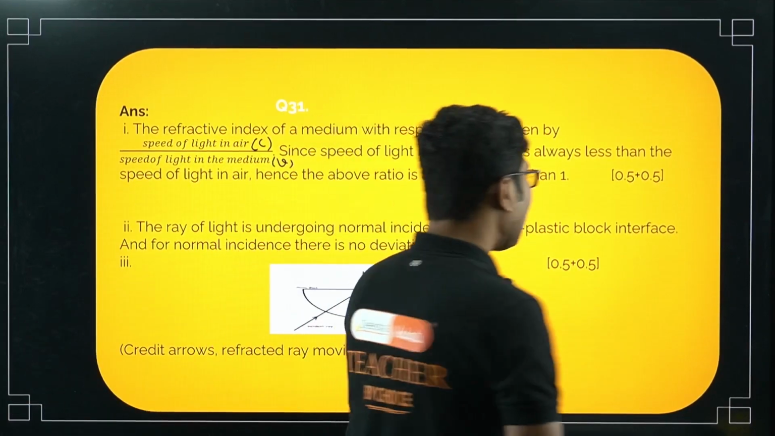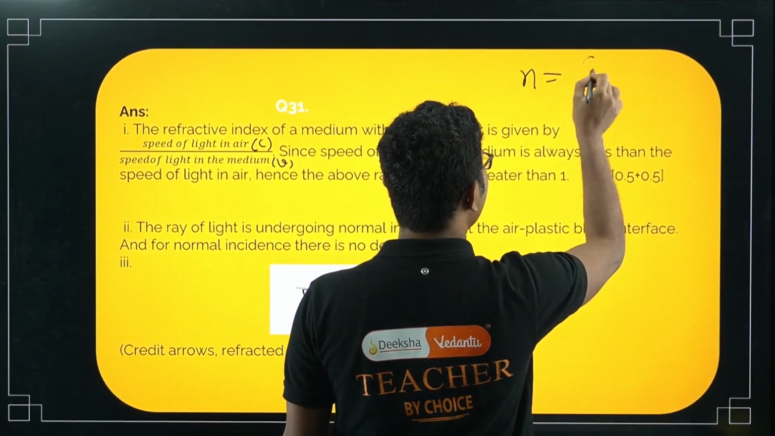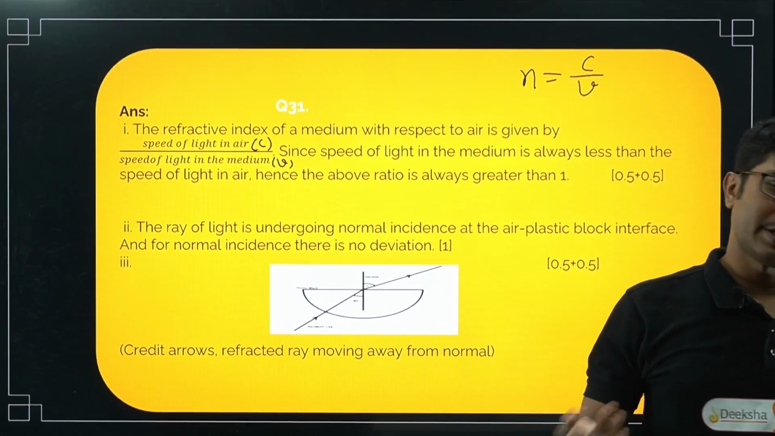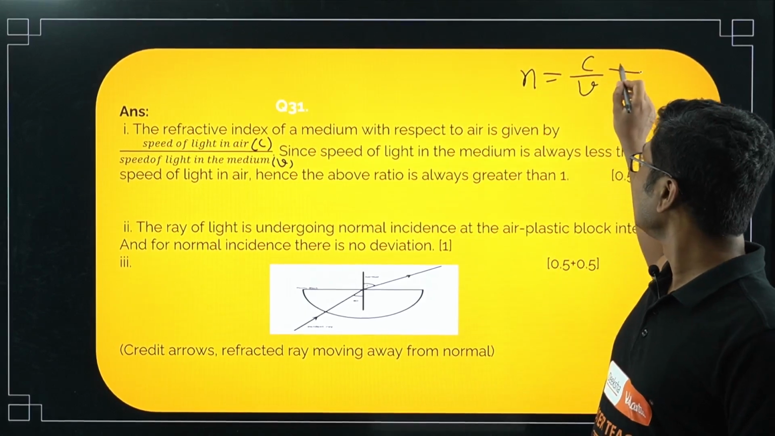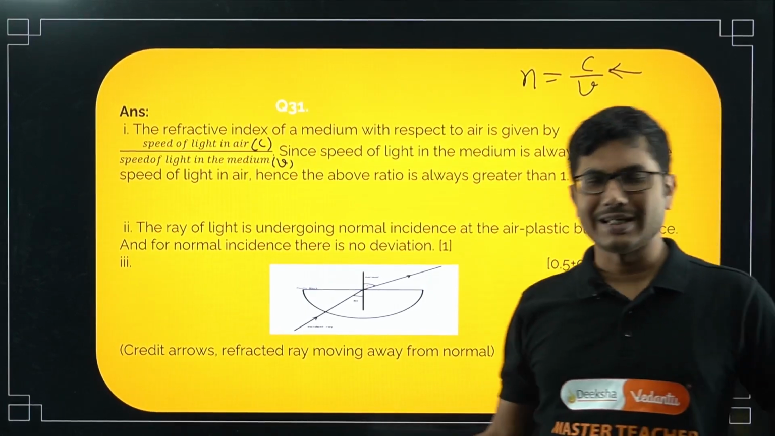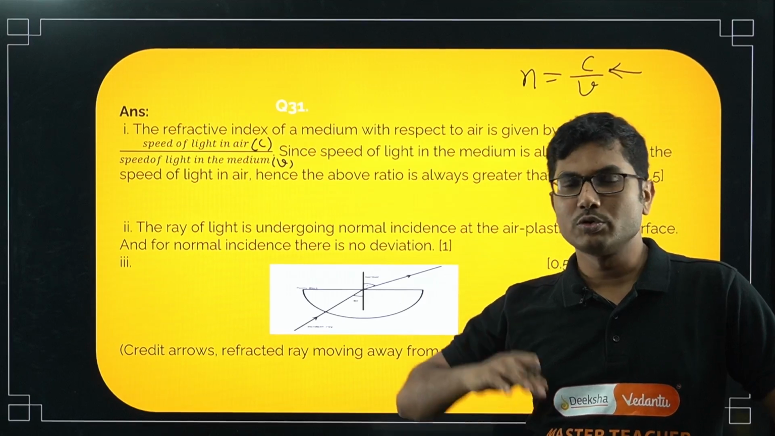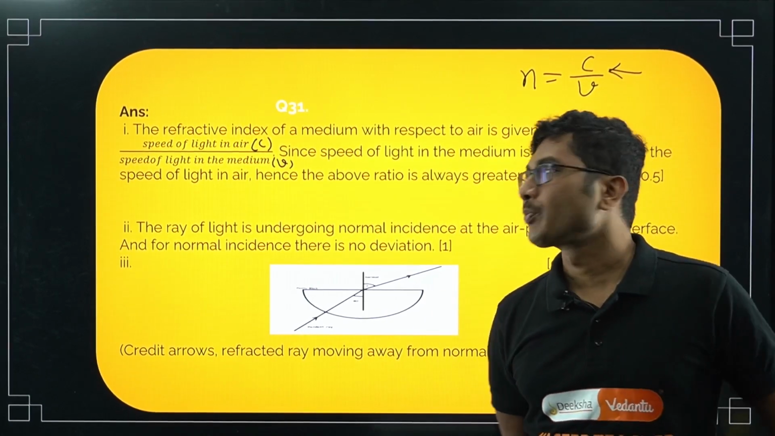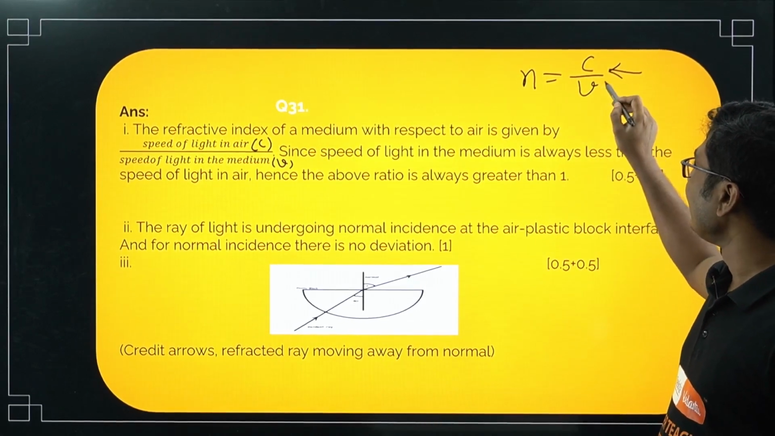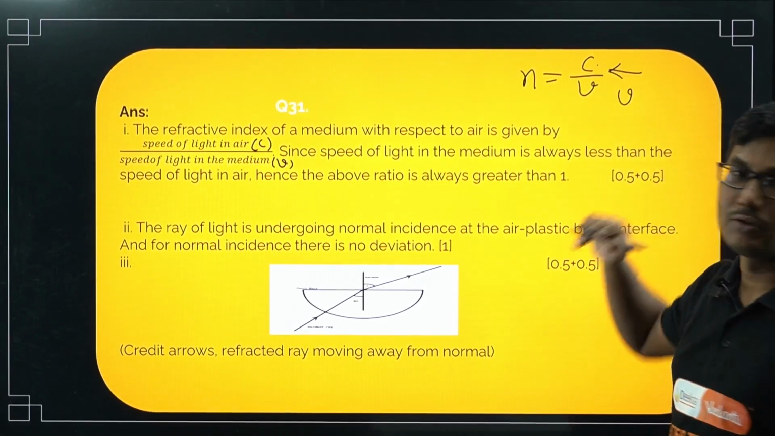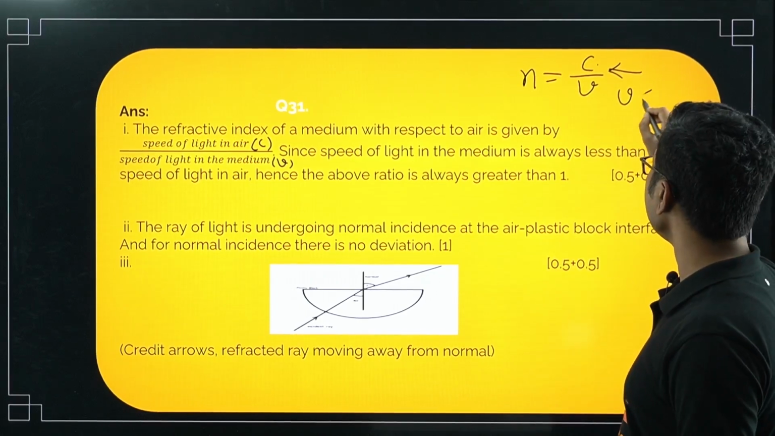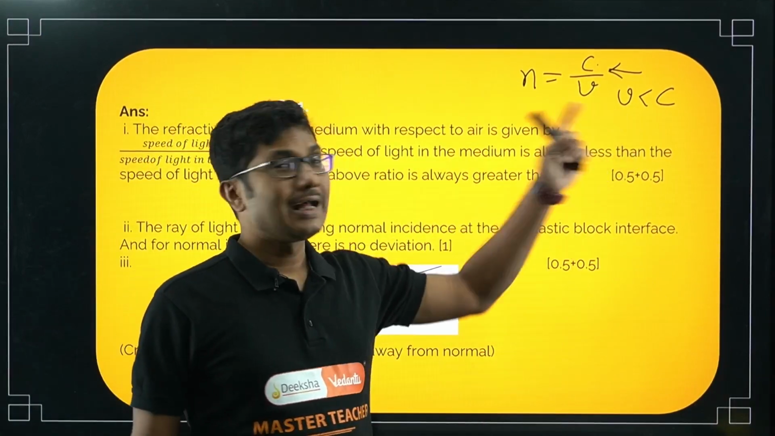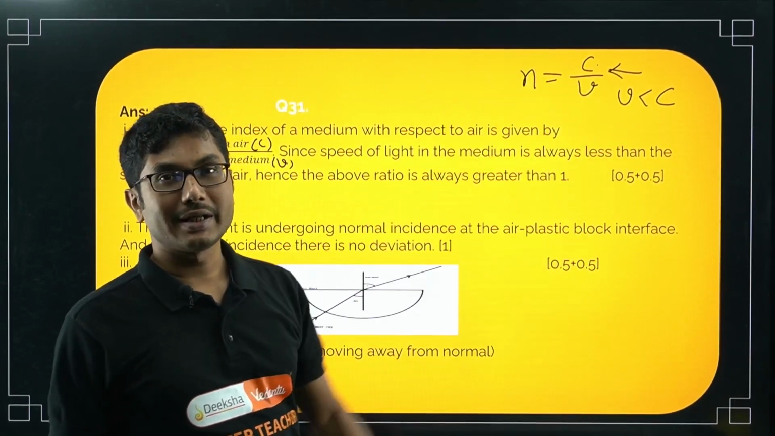So as I mentioned, the refractive index is basically c by v. Now c is the speed of light in vacuum or speed of light in air. In both cases, generally c is considered to be the speed of light in air as well, because air is very thinly dense, so in most cases the speed of light in air is almost equal to the speed of light in vacuum. So now we know that c is the maximum possible value of the speed of light, so v will always be less than that of c. If v is always less than c, then this value will always be greater than 1.